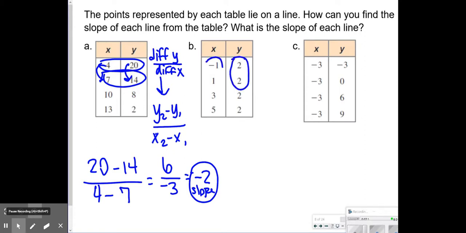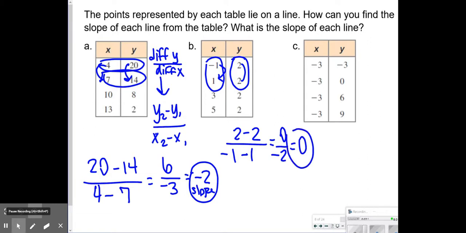I'll just pick the first 2, and I'm going to do 2 minus 2, and negative 1 minus 1. 2 minus 2 is 0. 1 minus negative 1 is negative 2, so my slope is 0 for that one. Okay? So that means there's no change in y.